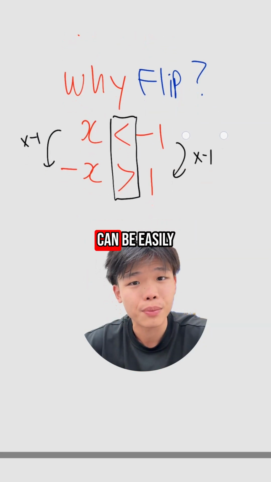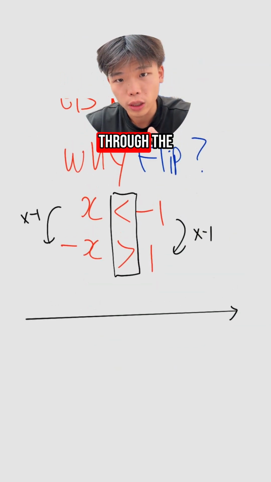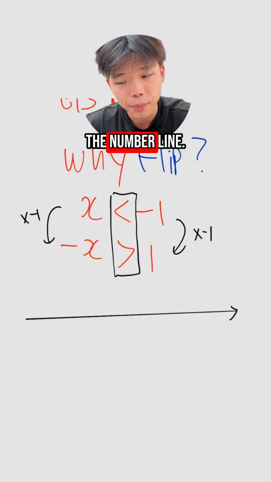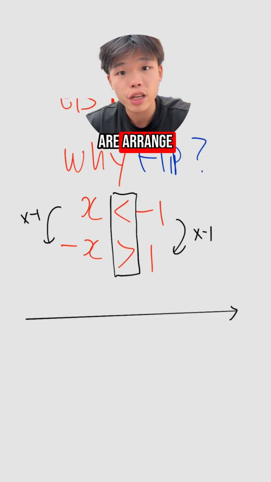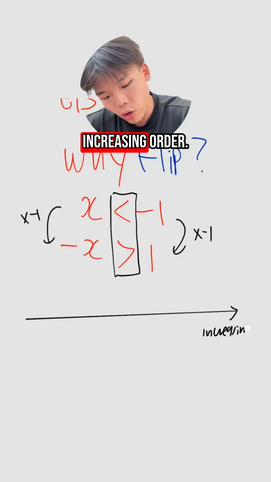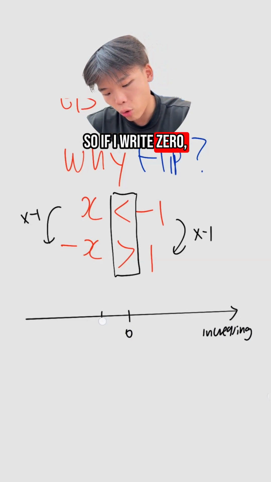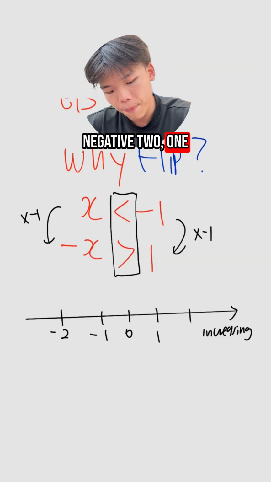Now this idea can be easily illustrated with a basic number line. So before we actually go through the concept, just some characteristics of the number line. On the number line, the numbers are arranged in increasing order, right? So they are actually in increasing order. That means from left to right, the numbers must be increasing. So if I write 0, -1, -2, 1, and 2 over here, right?